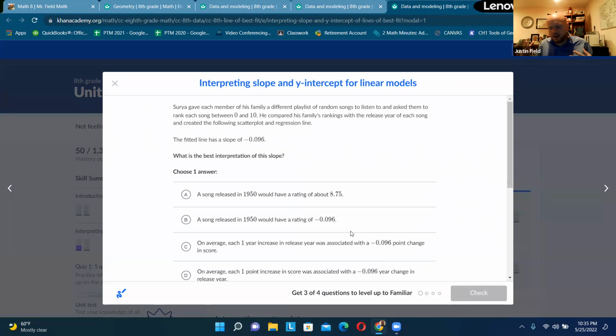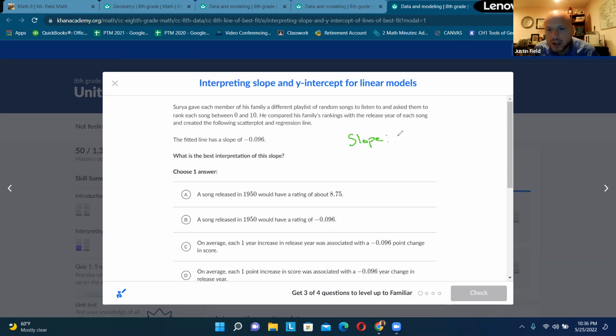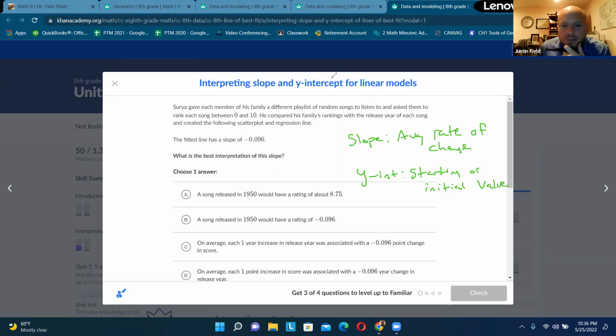Very important. We don't want to be able to find the slope and the y-intercept and have no idea what they actually mean, right? So let's just write down: slope is an average rate of change. And the y-intercept is a starting, or in other words, initial value. That's what they are. Okay, so let's read this and see what we can figure out.